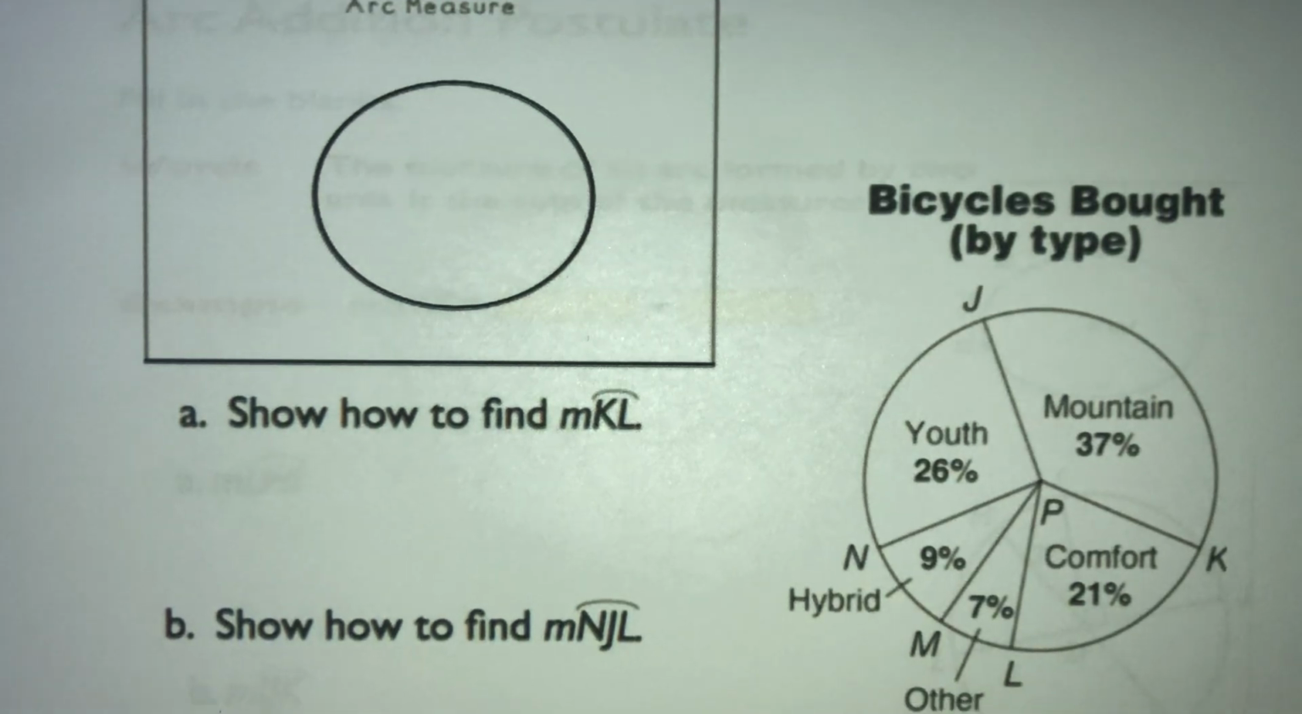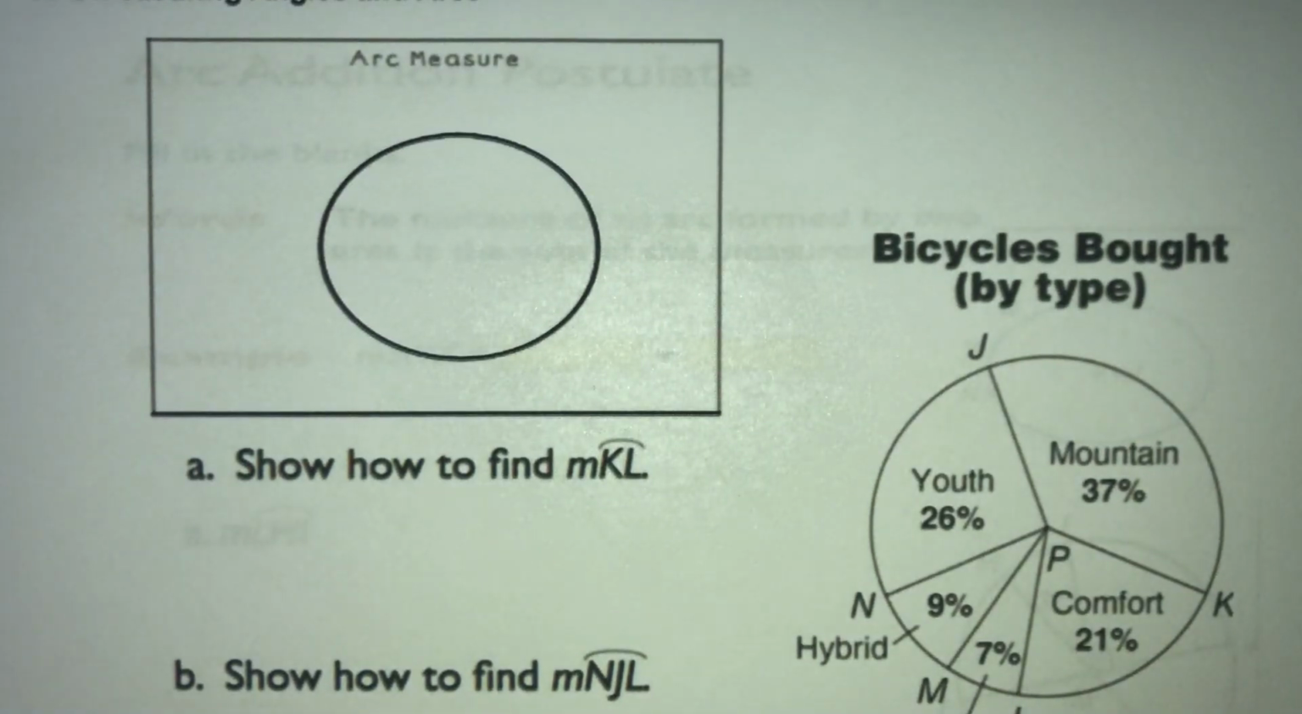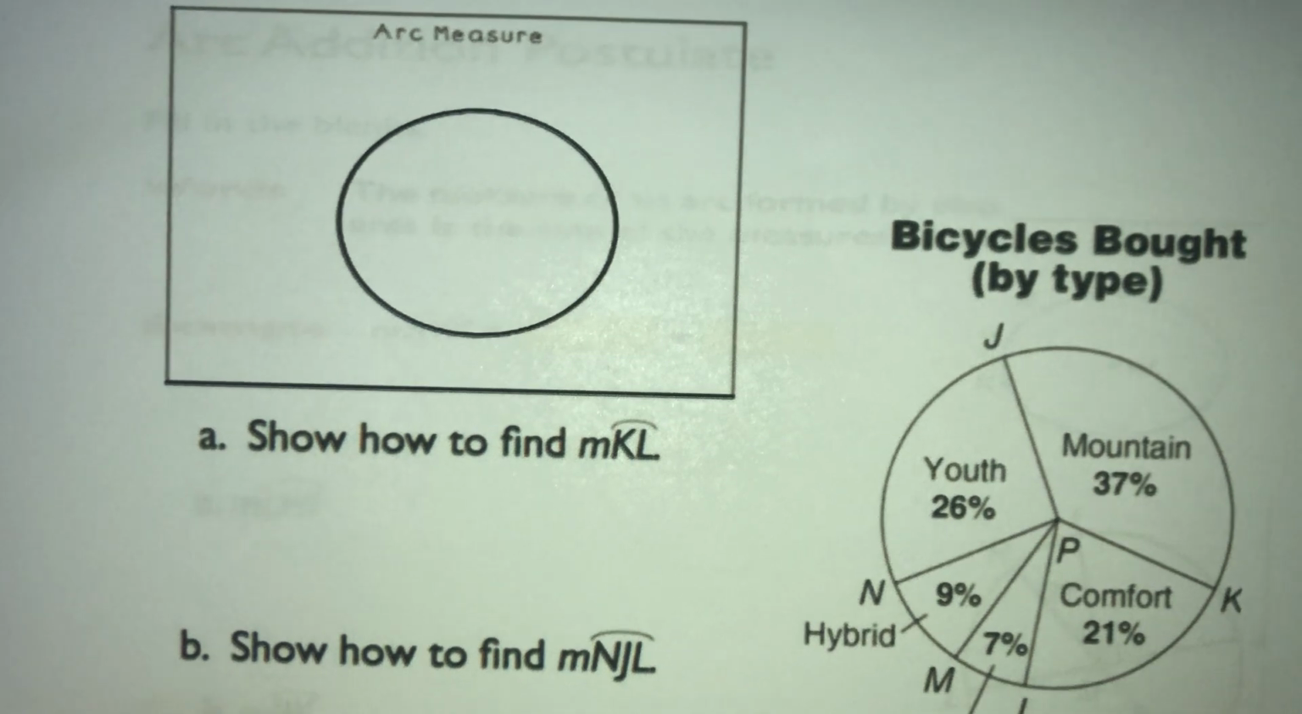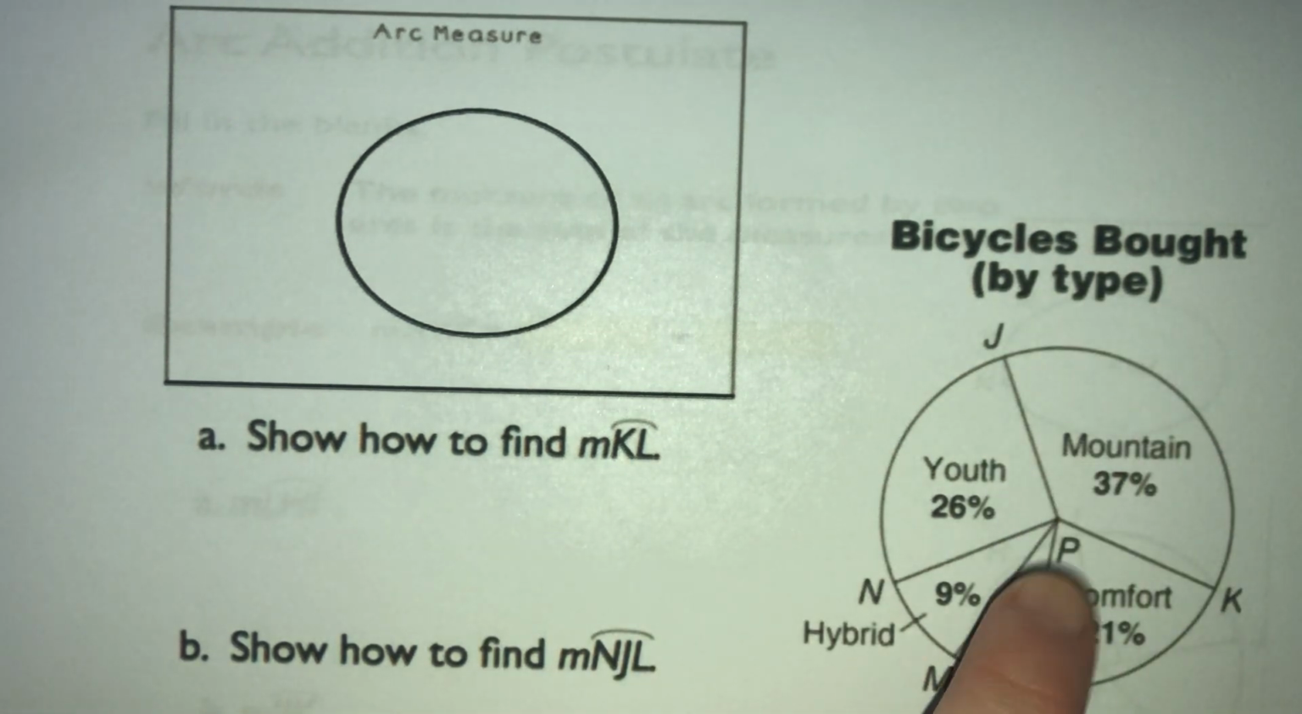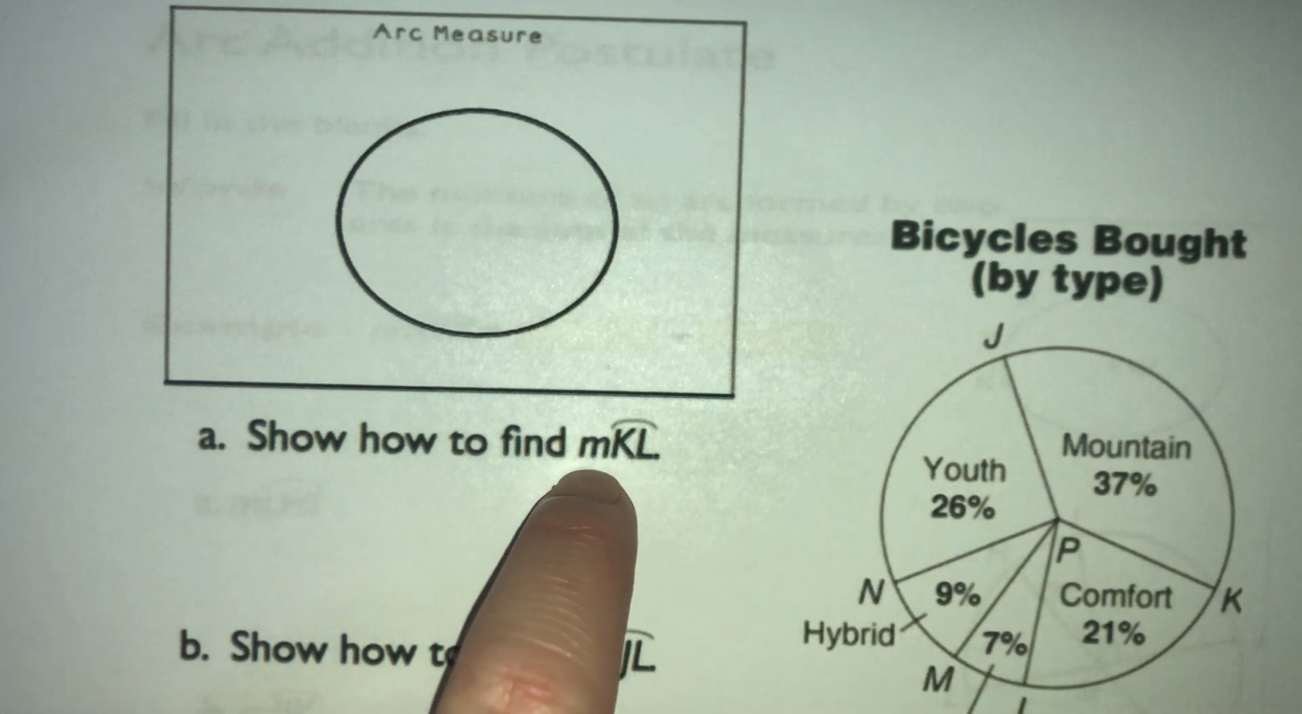This is part 2 of lesson 10-2, measuring angles and arcs of a circle. So continuing on, we have a new problem here where we're working with percentages, and based on those percentages, we have to find the measure of arcs.